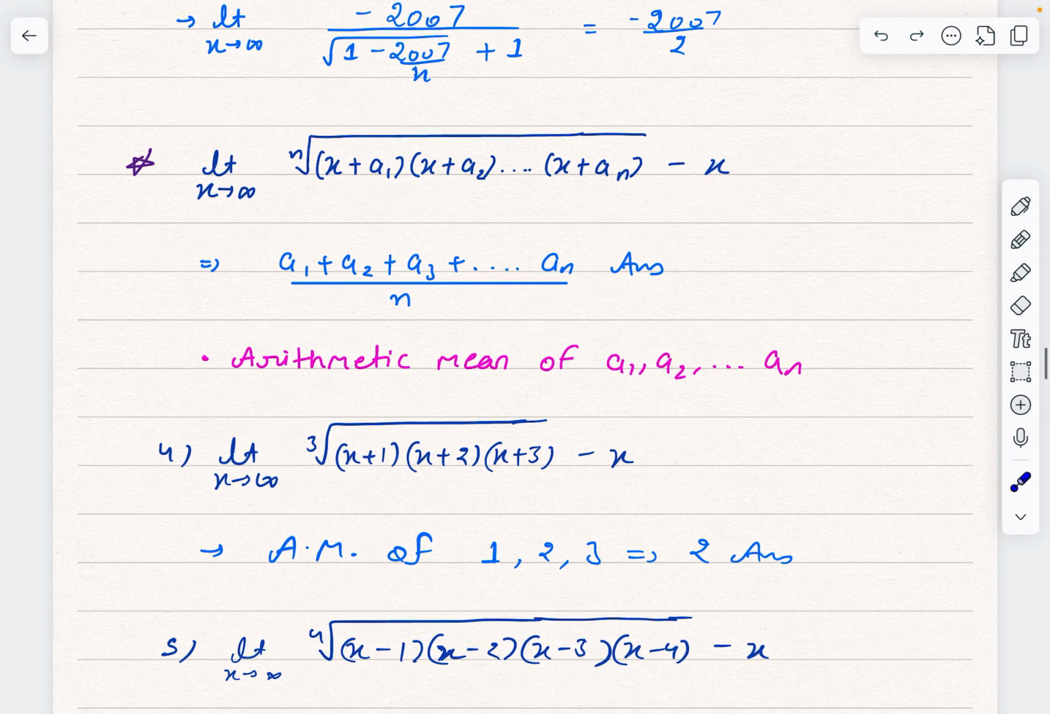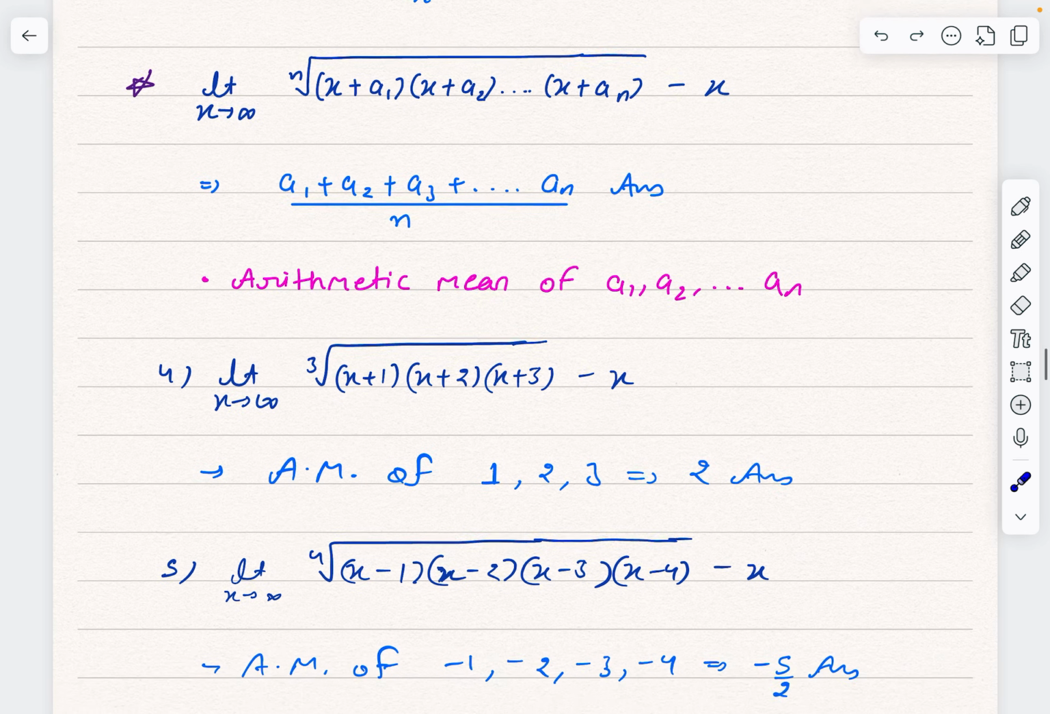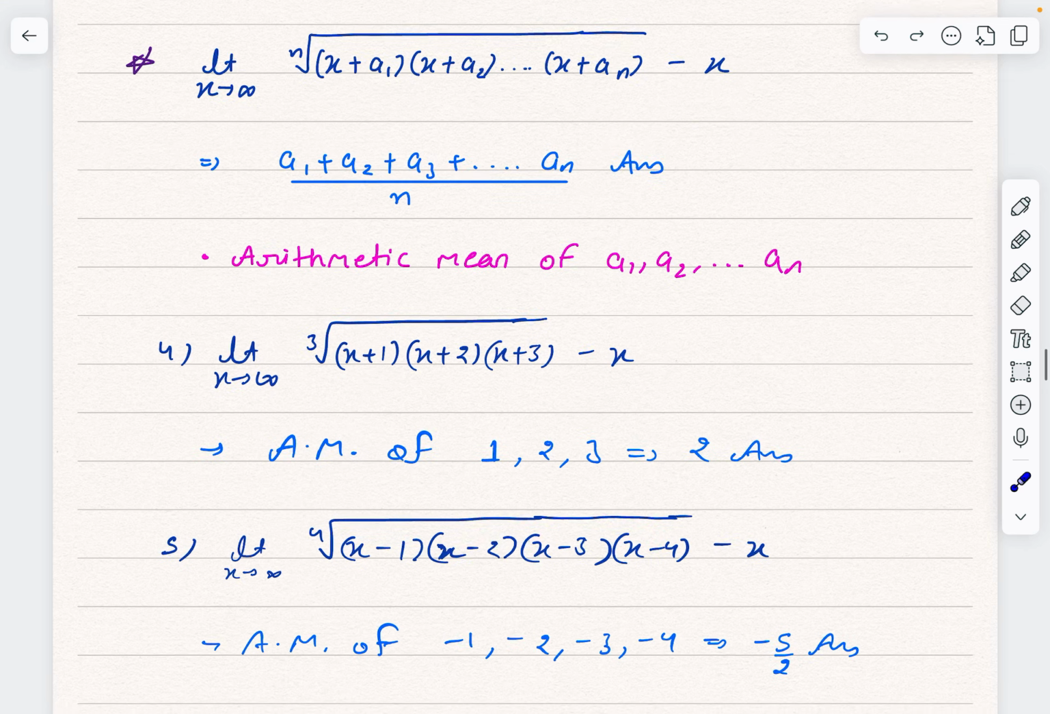Next, try one more on the same thing. Limit x tends to infinity, fourth root of (x minus 1)(x minus 2)(x minus 3)(x minus 4) minus x. So what will be the answer here? The answer here will be minus 5 by 2. In this case, we'll take the arithmetic mean of minus 1, minus 2, minus 3, and minus 4. Because I told you x plus a1, here x minus 1, so a1 will be minus 1 here. So the arithmetic mean of minus 1, minus 2, minus 3, minus 4 will just be minus 5 by 2. I hope it is clear, guys.